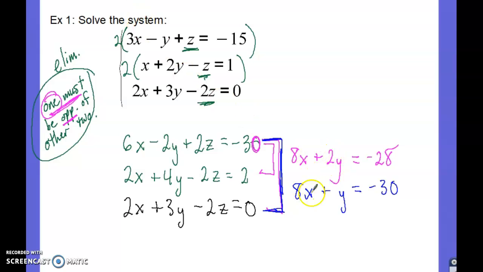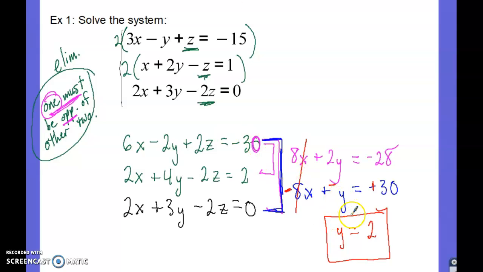Now we're down to 2 variables with 2 equations. If you have 2 equations, you need 2 variables to solve it. Or if you have 2 variables, you need 2 equations to solve it. So what I'm doing is I'm just negating the second equation. That way I can cancel out my x's here. 2y plus negative 1y is 1y. Negative 28 plus 30 is 2. But you're not done.